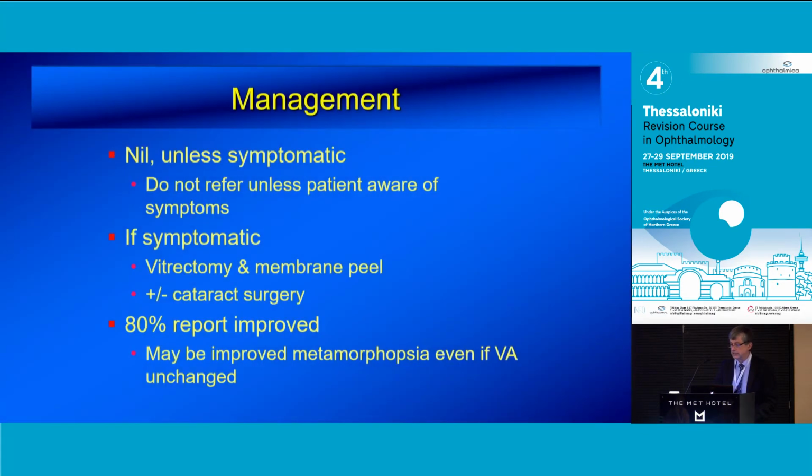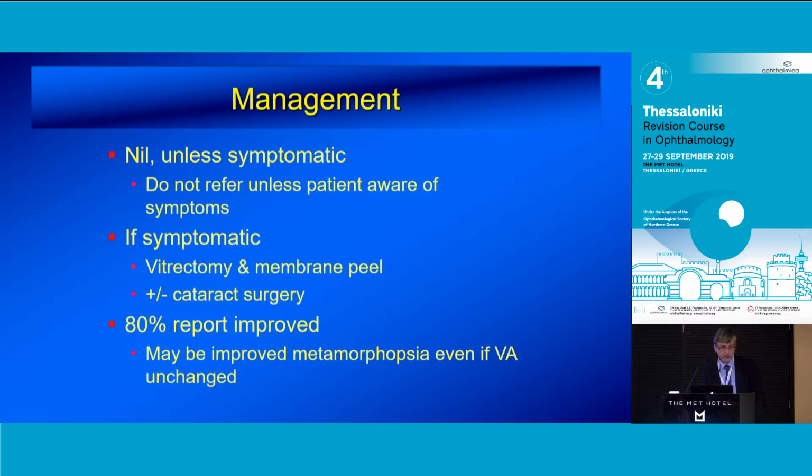Crucial point here is the management is you really don't need to do anything unless the patient is symptomatic. The question I always ask people is, do you close your bad eye in order to see better with the good eye? If the epiretinal membrane is sufficiently symptomatic to interfere with the vision in the good eye, it's probably worth considering treatment. If it isn't, then they don't need treatment and they don't need referral.